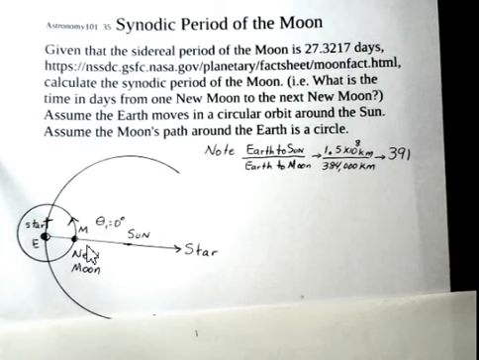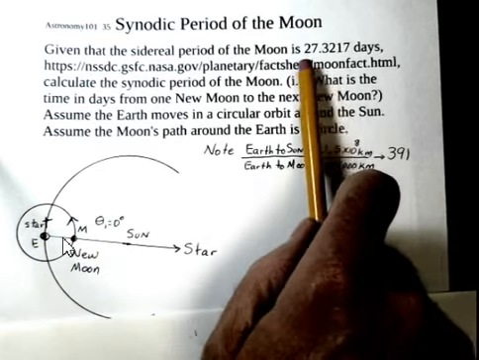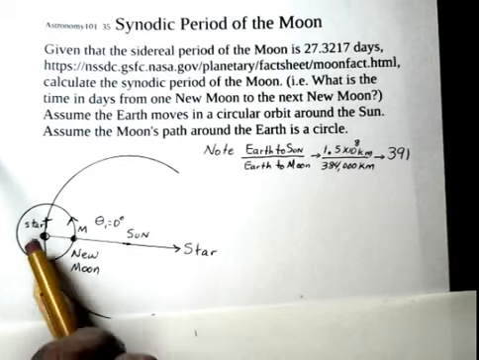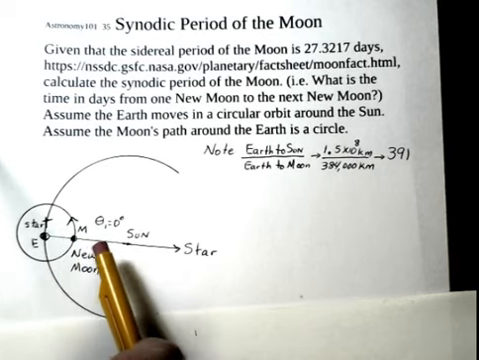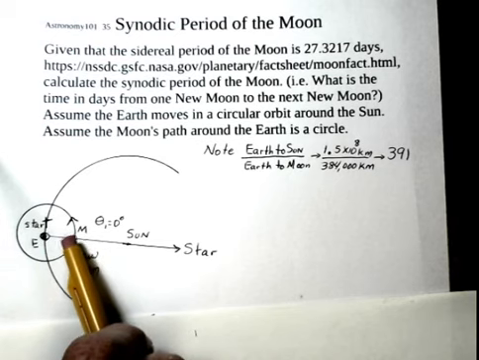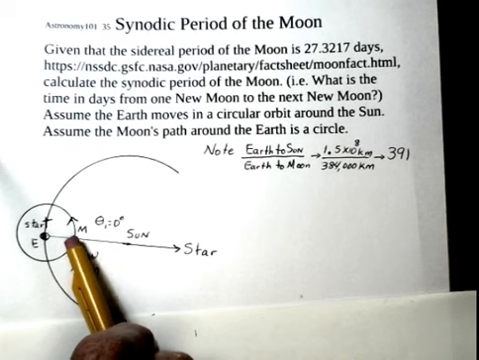So the sidereal period, if the Earth was not moving, then we would have from new moon to new moon, and the sidereal period would equal the synodic period, 27.3217 days. That's if the Earth was not moving around the sun. If the Earth and the sun were fixed in space, the moon's sidereal period would also be its synodic period. It gets back to the same configuration.